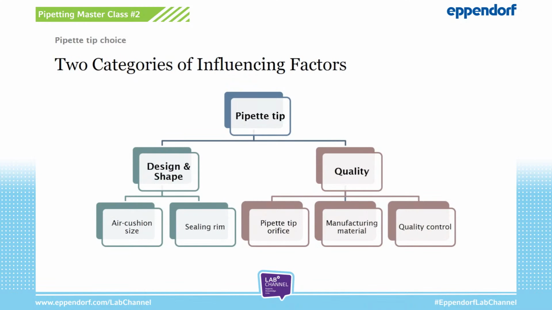The most important influencing factors on pipetting results are tip design, quality of orifice, tip fit, and tip change. There exist more influencing factors being less important. However, you can break them down into two categories. We can see them here: design and shape, and quality. I have one good news, that design and shape-related influencing factors can be adjusted. The bad news is that the quality-related influencing factors cannot be adjusted.